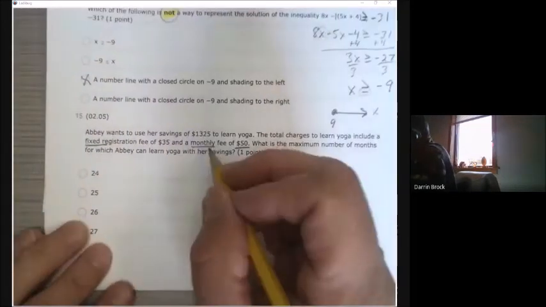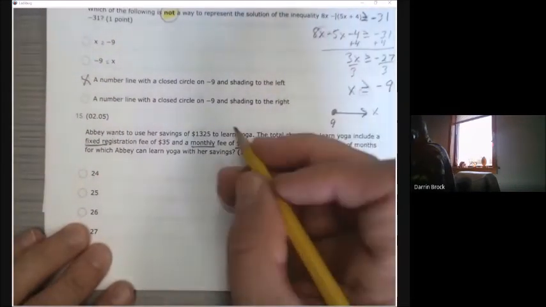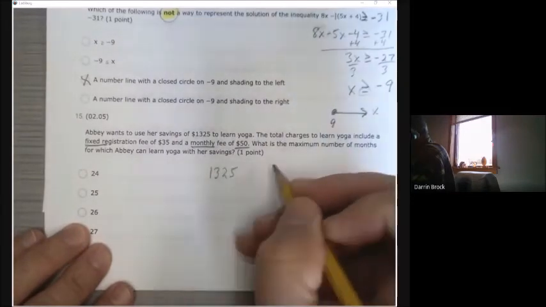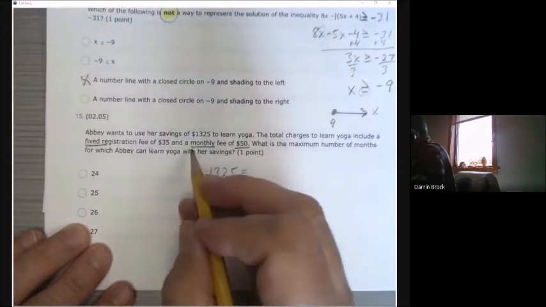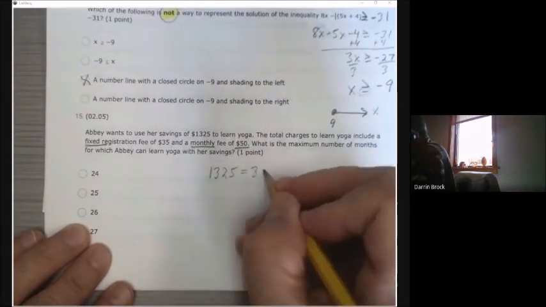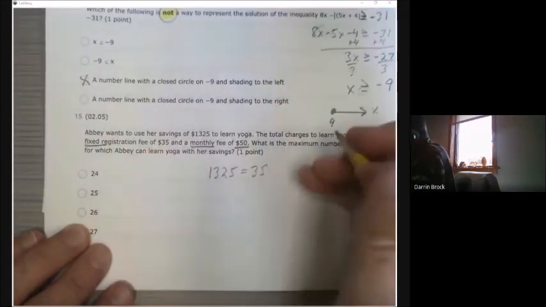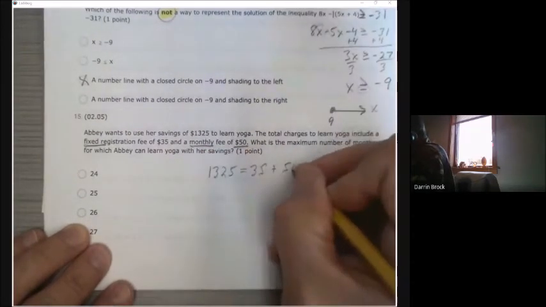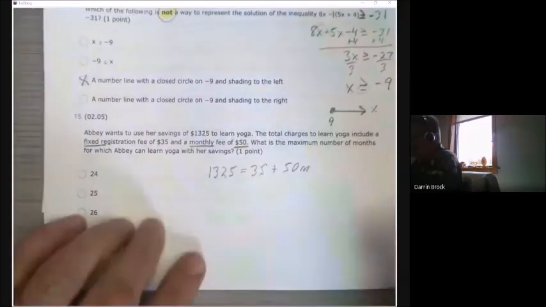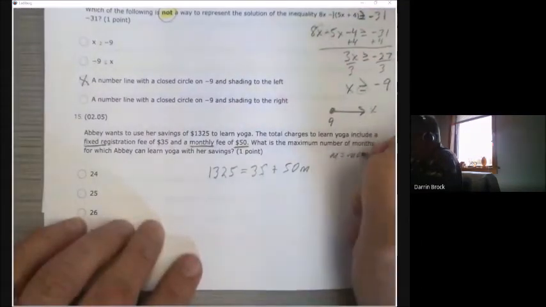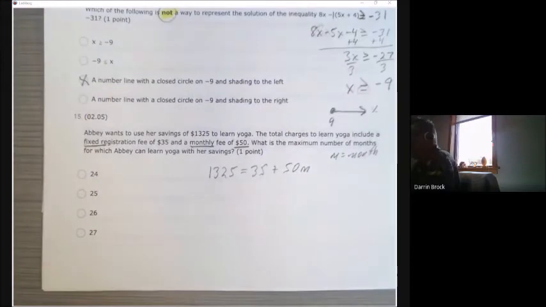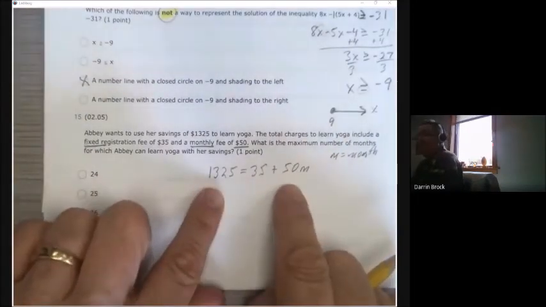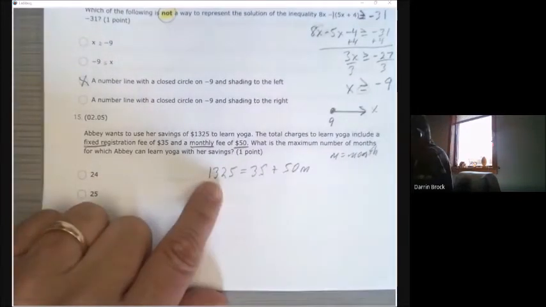All right, so let's do an equation to figure out how far her $1,325 gets her. Her $1,325 will be equal to $35, a fixed fee. It's just one time. Plus she has to pay per month, $50 M, I will say. So M is month. All right, M is month. And so $50 per month. So let's solve this to see how many months she can go with her $1,325.